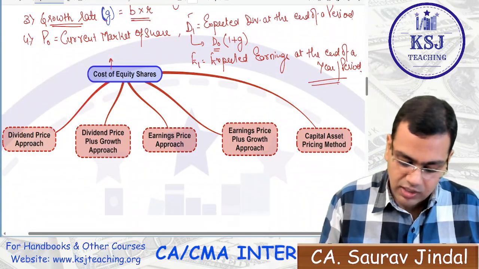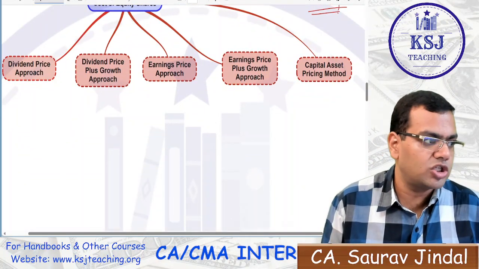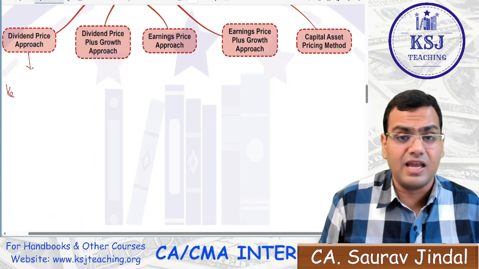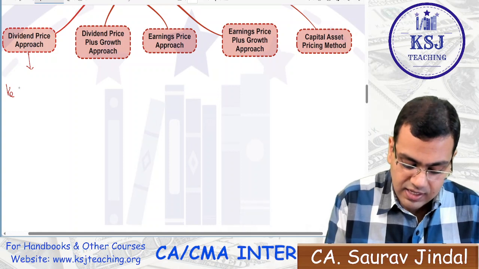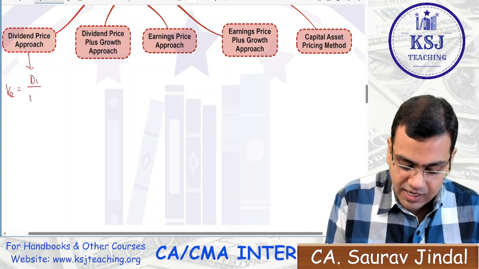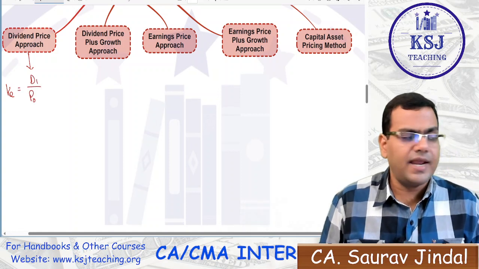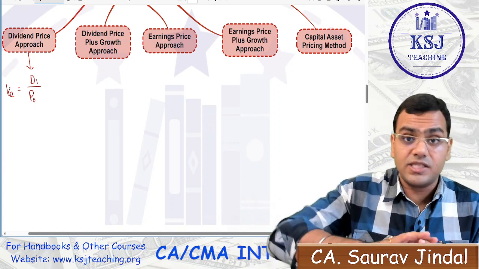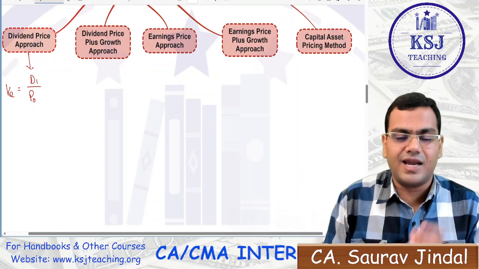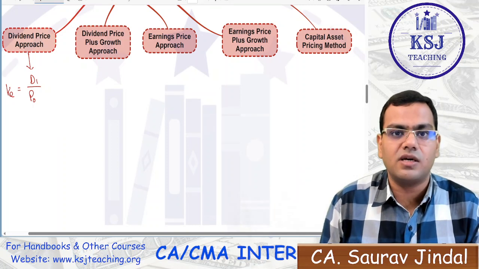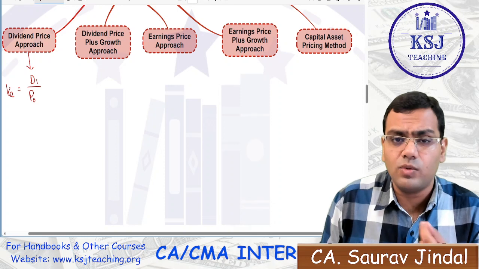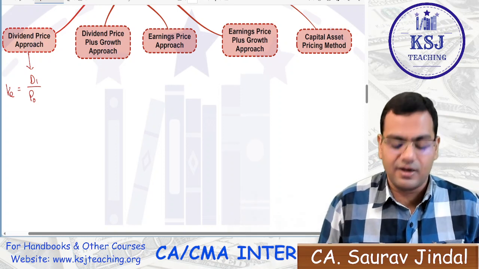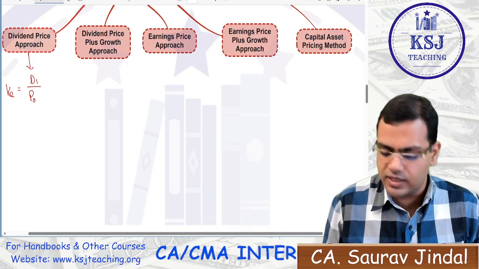Now, the first model here is the dividend price approach. How to calculate the KE under it? It is denoted by KE, cost of equity, that is D1 divided by P naught, right? As per the current price of the market share, what is the dividend that you are expecting to pay at the end of the period? That is the cost of equity. That's the dividend you are going to pay, and what is the market price of the share? That multiplied by 100, obviously, to calculate in percentage.